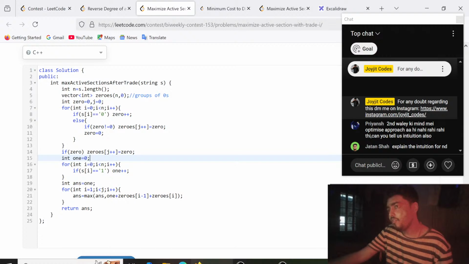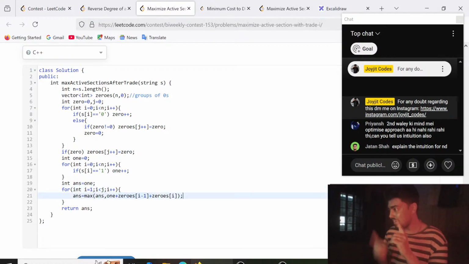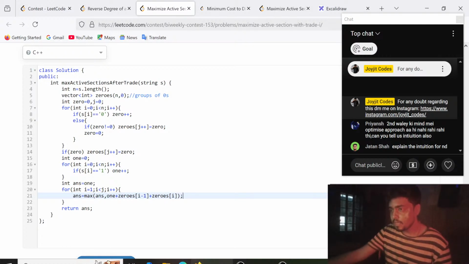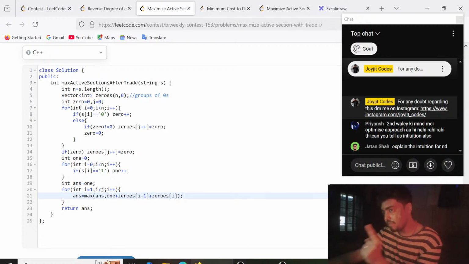And then we are going to find the number of ones, and then find the consecutive zeros. This is zeros of i minus 1 plus zeros of i, and I add both of them. So it is basically the total number of ones plus the number of consecutive zero groups. I am going to add them for all of them, and whichever gives me the maximum result, I'm going to consider that.